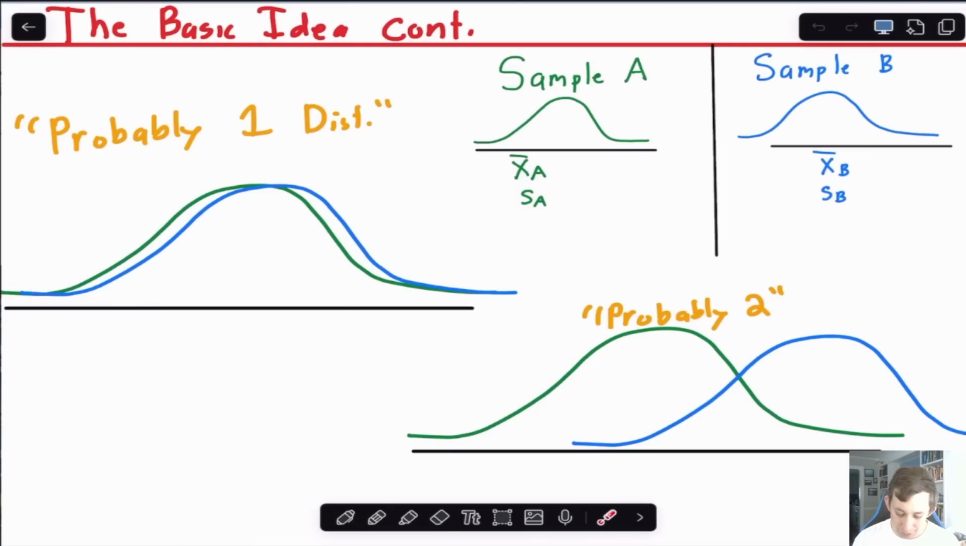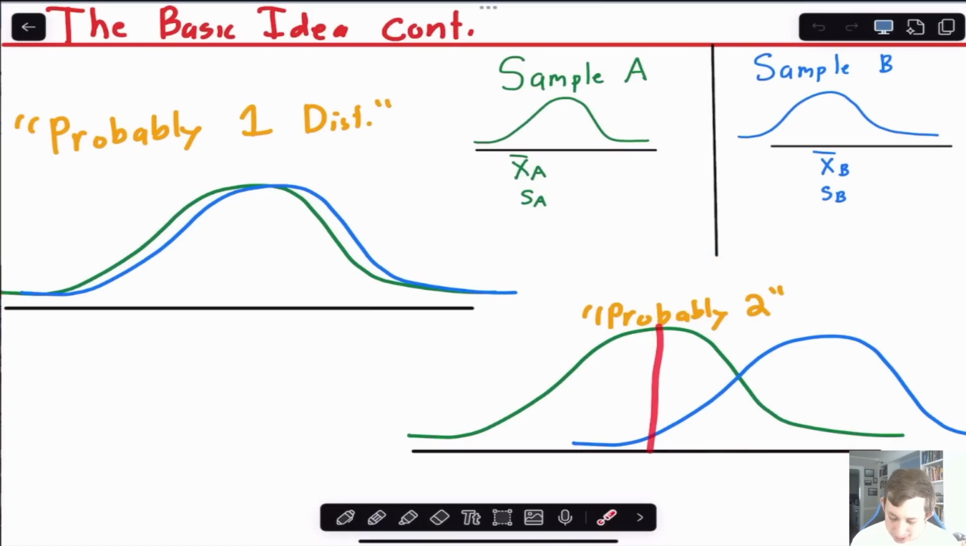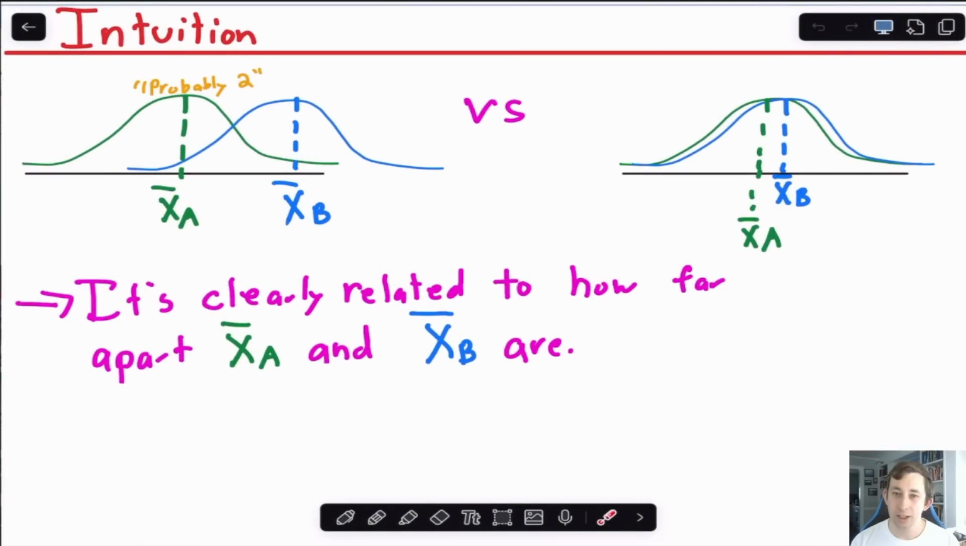On the other hand, if the picture when I plot both distributions looks something like this, now these expected values are very different from each other. It doesn't really look like they're coming from the same distribution, again, up to some sampling error. And so I would say probably they're coming from two different distributions rather than the same distribution in terms of their population values. One piece of information that we need to know is how far these two sample means are from each other. Because if they're really far, it's probably two distributions, and if they're pretty close together, maybe it's more likely that they come from the same distribution.